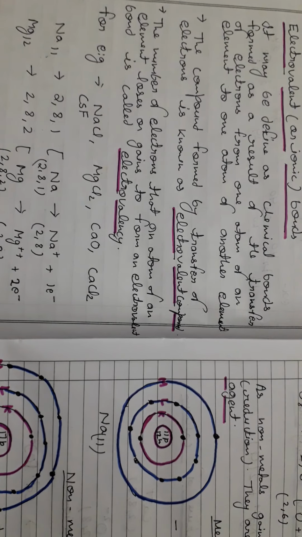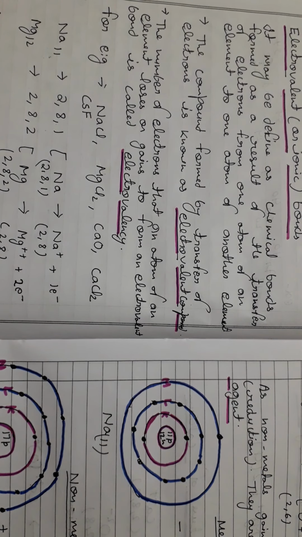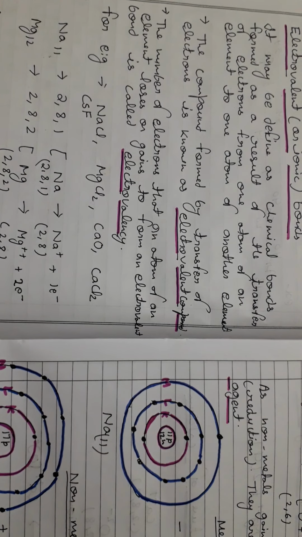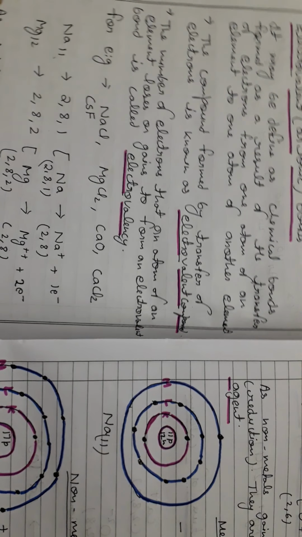Now you can check sodium. Atomic number 11, electronic configuration 2, 8, 1. So it has one electron in the outermost shell, so it will lose one electron and become a sodium ion. You can check here, the sodium atom has 11 electrons but the sodium ion has 10 electrons.